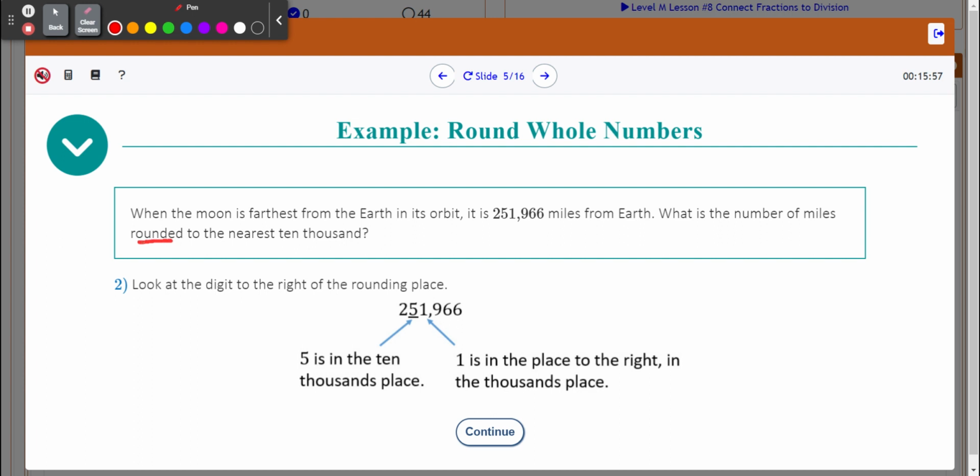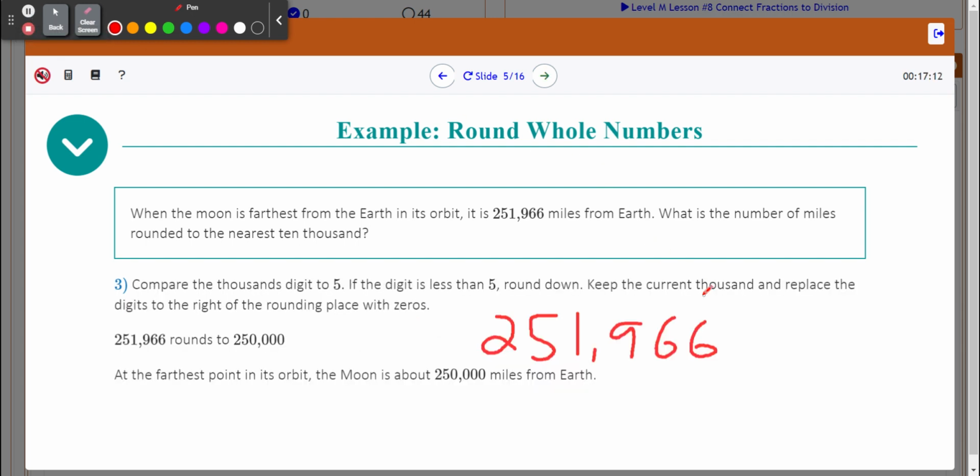All right. So again, our keyword is rounded to the nearest 10,000. So again, it's telling us where we're starting. So we start at the 10,000 spot. If we look at the 10,000 spot, we see the number 5. That's where we're going to start. But again, you look one number to the right. What number is that? We see the number 1. Now, 1 is less than 5, which means we're going to round down.